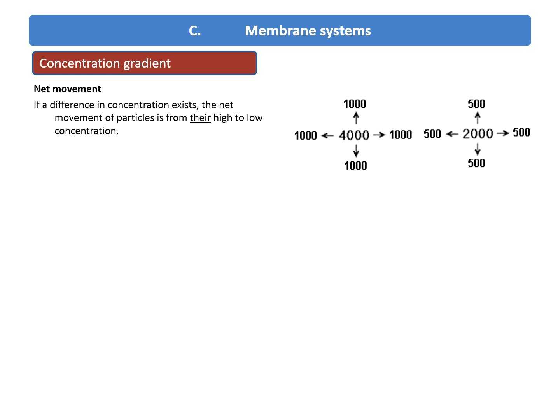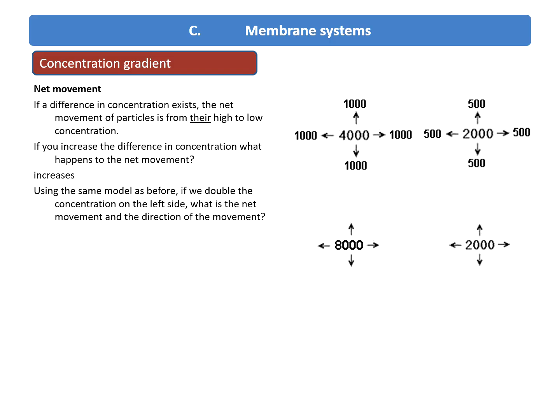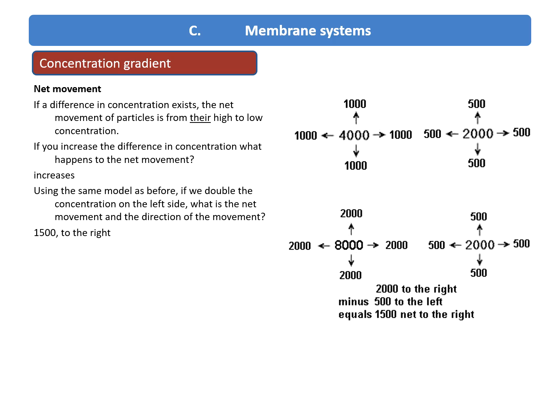If a difference in concentration exists, the net movement of particles is from their high to low concentration. If you increase the difference in concentration, what would happen to the net movement? It would increase. Using the same model as before, let's double the concentration on the left side and see what the net movement in the direction is. The net movement would be 1,500 to the right. The greater the difference in concentration, the greater the net movement.